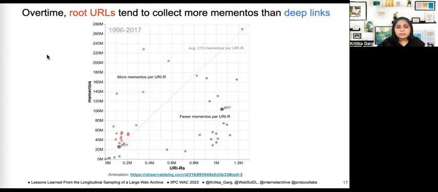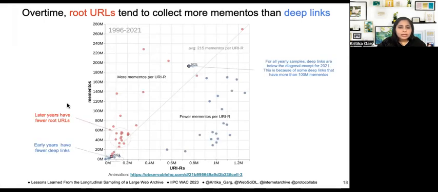One thing we understood while looking at the number of mementos is that over time, root URLs tend to collect more mementos than deep links. As you can see in this animation, we have mementos on the y-axis and URIRs on the x-axis. The diagonal here marks the average memento per URIR, and you can see the red dots that are root URLs are mostly above the diagonal, while all the blue dots that are deep links are below the diagonal.